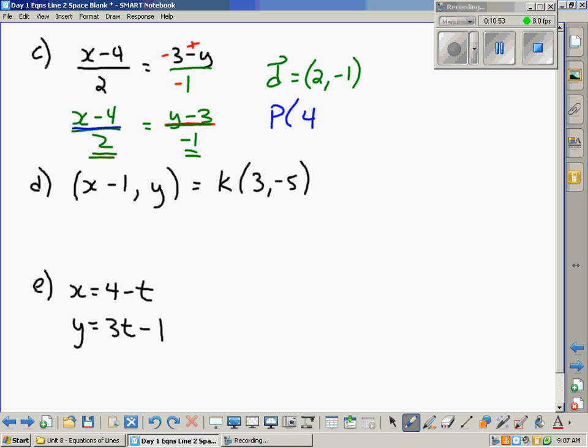X minus 4, opposite to what we think, is plus 4. And then the y minus 3, the other y coordinate is what? 3. And so our point is 4, 3.